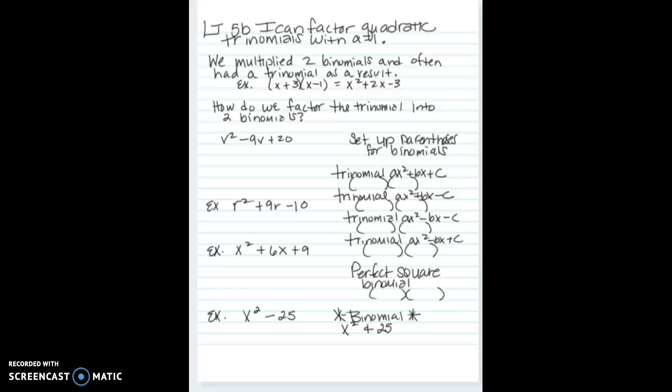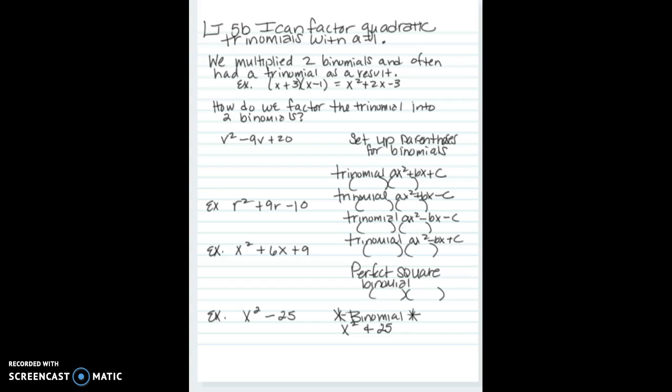Okay, Unit 2, Learning Target 5B. I can factor quadratic trinomials with a equals 1. When we multiplied two binomials, we often found that our result was a trinomial. Example, when we multiplied the quantity of x plus 3 times the quantity of x minus 1, we found our result to be x squared plus 2x minus 3.